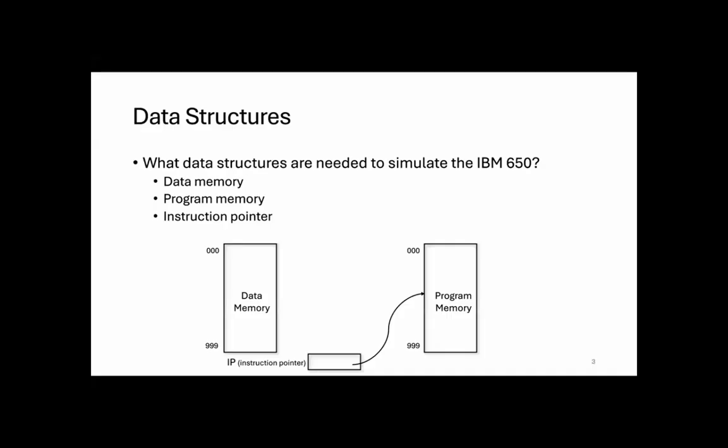So what structures do we need to simulate the IBM 650? We will need a data memory to store our data, a program memory, and an instruction pointer. If you remember, we said that our memory is about 2,000 words, and we're going to use 1,000 words for our data memory and 1,000 for the program memory. The instruction pointer is used to point out which instruction we're at as we move forward in our program.